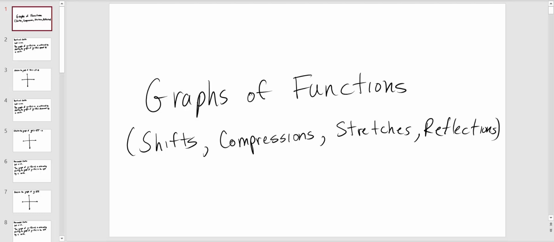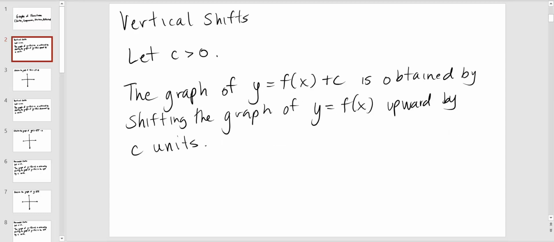We're going to start with the vertical shifts because they're probably the most intuitive. In this first rule, we're going to talk about a shift upward. Let c be greater than 0. The graph of y equals f of x plus c is obtained by shifting the graph of y equals f of x upward by c units.